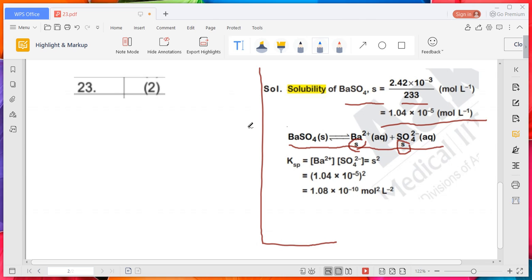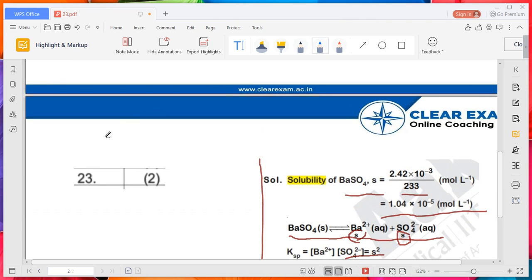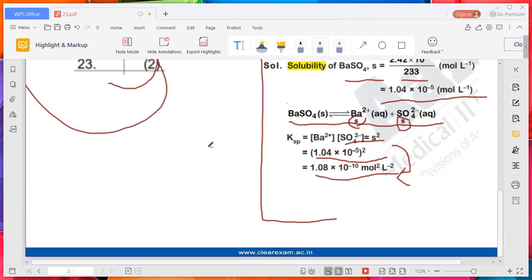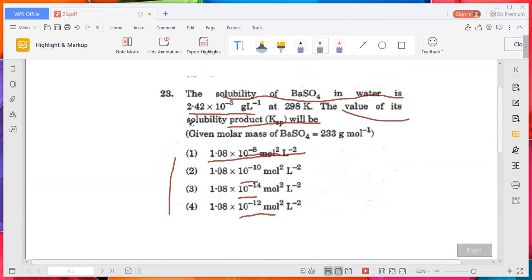So Ksp equals [Ba2+][SO4 2-], which is s squared. It comes out to be this, and the unit changes into mol squared per liter squared. The answer given is the second, so we can see it is about 1.0.